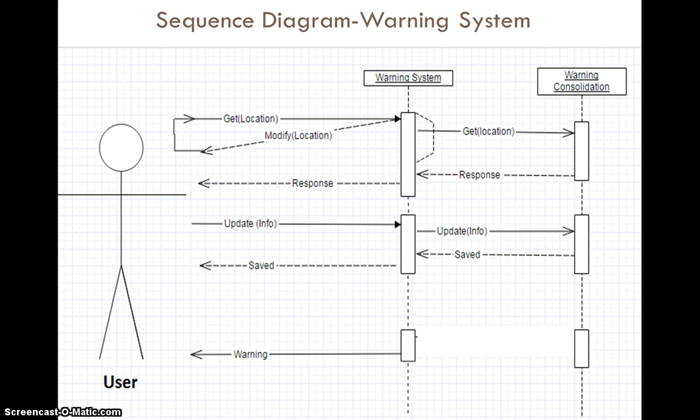We also have this sequence diagram for warning. As I mentioned, we have two functionalities where a user can get the warnings for a particular location. He has to either key in the location through the GPS or type the address manually, and he'll get the response after the warning system gets the query from the warning consolidation database.